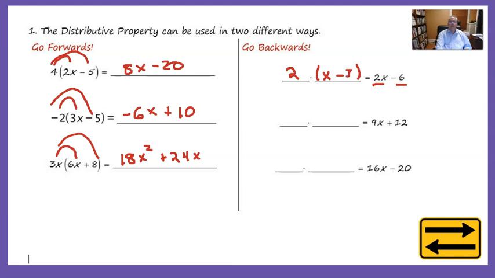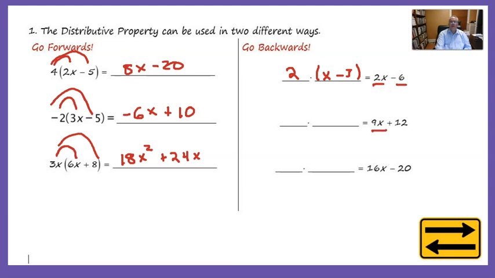Let's check it. 2 times x is 2x. 2 times minus 3 is minus 6. That works. This is called factoring, rewriting an expression as a product. So when we're going forwards, we're rewriting it as a sum. Here we're going backwards, we're rewriting it as a product.